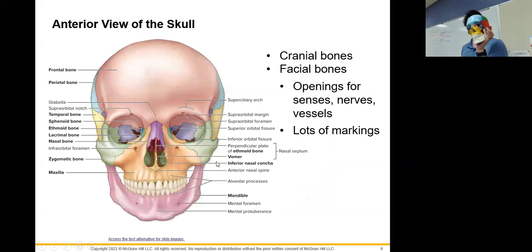All right, now when we look at it from the front, we get a lot more bones, like a lot more bones. You'll also notice there's a lot more structures labeled.